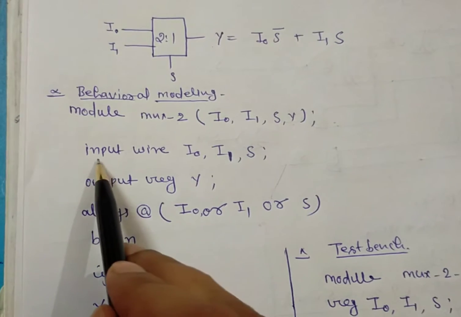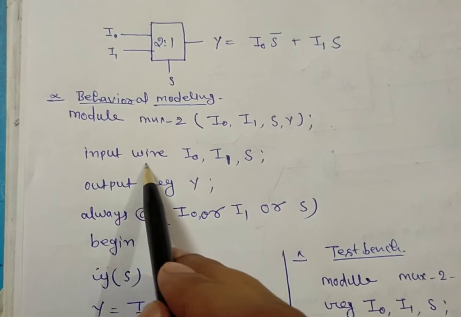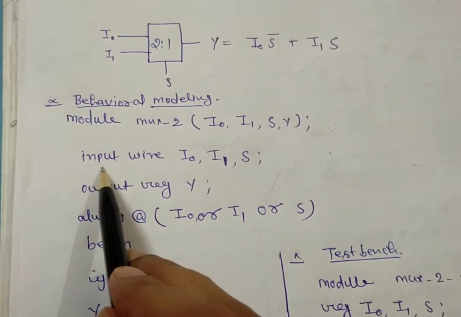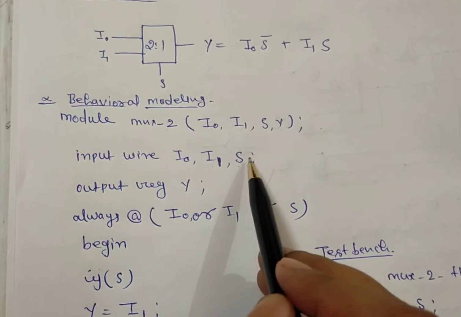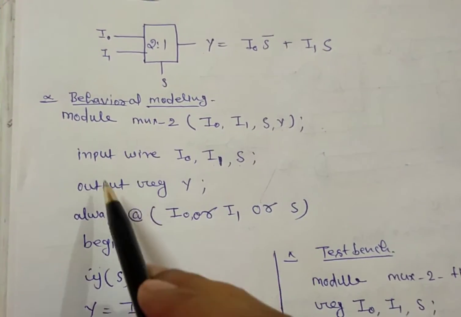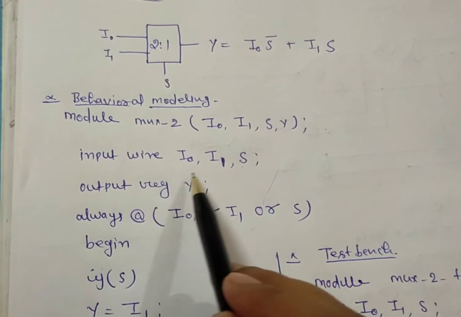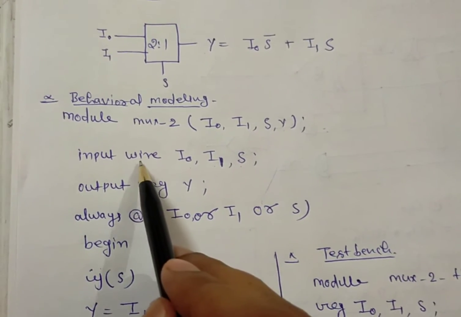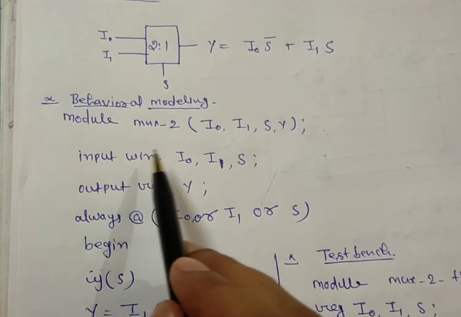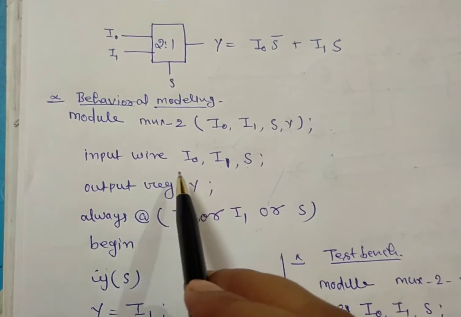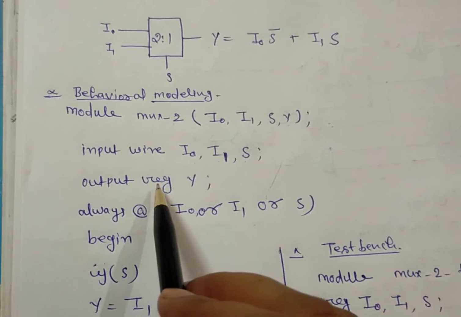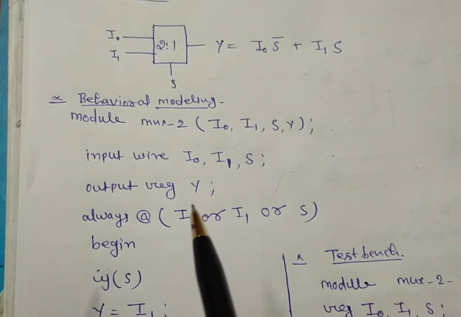Now differentiate the inputs, and in this case the input is represented by wire. So input wire I0, I1, S, and semicolon. When we write the Verilog code, all these inputs are represented by wire, because this forms the connection between input and output. So all the inputs are represented by wire and all the outputs are represented by registers when we write the Verilog code.